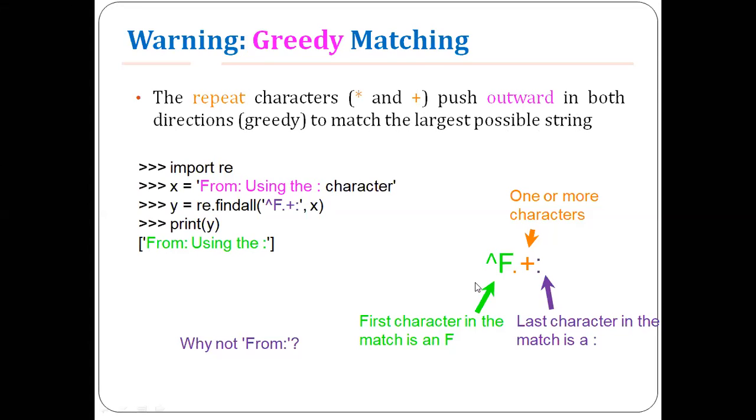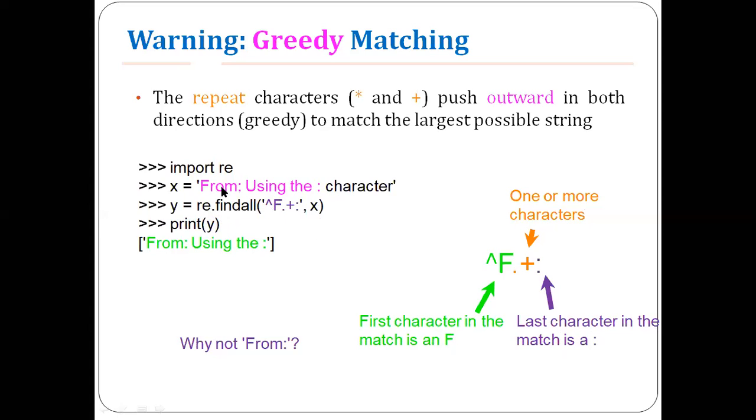Let us look at this one example. It must start with an F, followed by a dot, which is repeated one or more times, then followed by a colon, right? One or more characters, and the first character in the match is an F, and the last character in the match is a colon. Your input is 'From: using the colon character keys', right? So y is equal to re dot findall. It is going to match all of these things: F dot plus, then a colon, in the given input line.